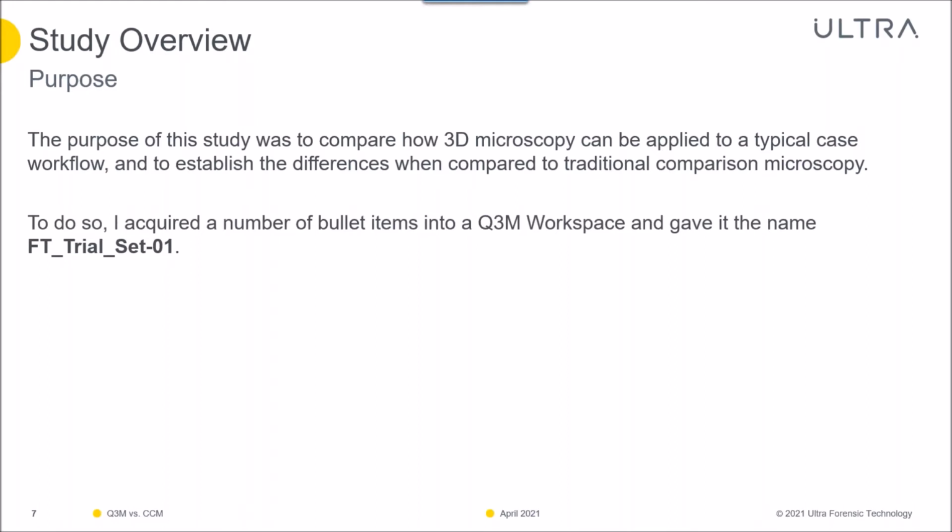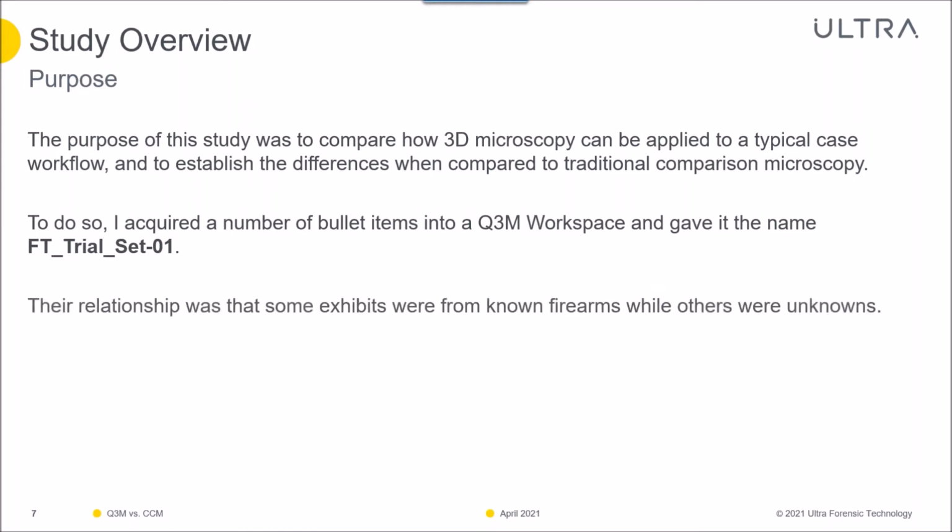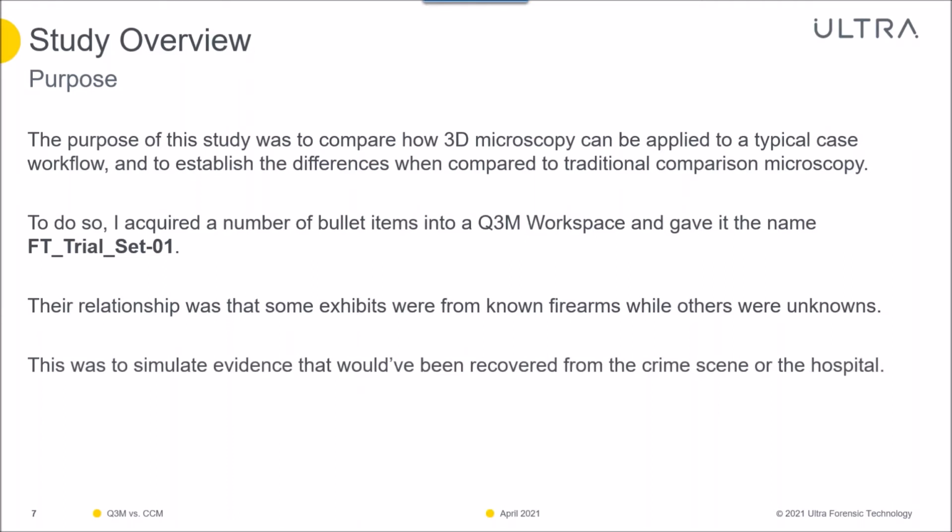To do this, I first acquired a number of bullets into a Quantum workspace that I gave the name FT Trial Set 1. The relationship amongst them was that some of these were from known firearms and some of them would represent unknowns. What I was trying to do is create this to emulate what could be a case that came to your desk to work, and it would represent known firearms from a crime scene as well as exhibits that were recovered from the crime scene itself or maybe the hospital.